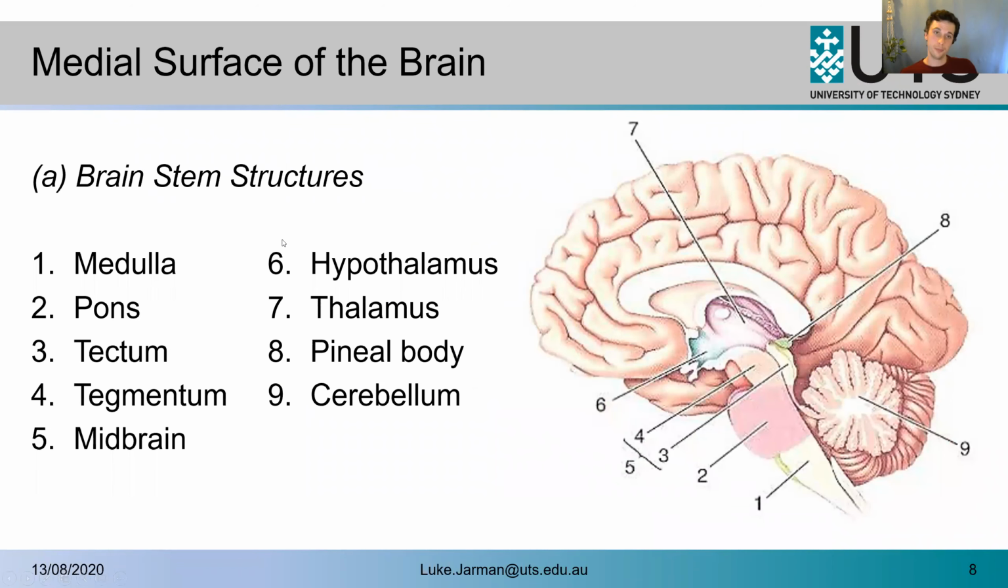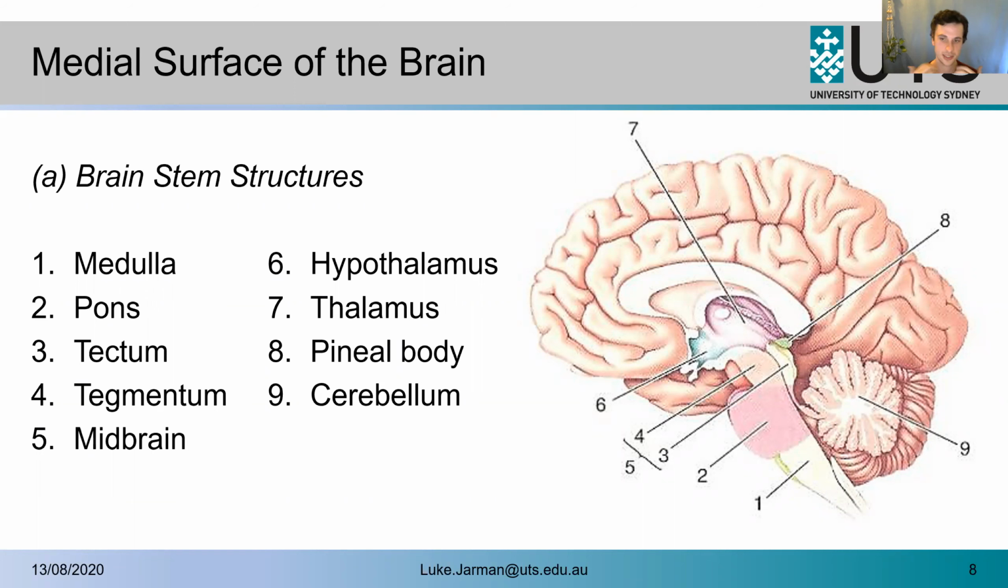Right, now looking at the medial surface of the brain. So if you take a cross section, cut someone's brain in half, this is what a medial cross section would look like. So you have your medulla at number 1, 2 is your pons, number 5 is your midbrain region, but it is made up of your tectum and your tegmentum.